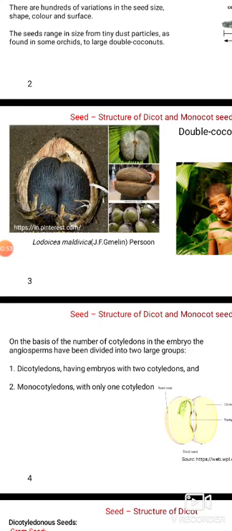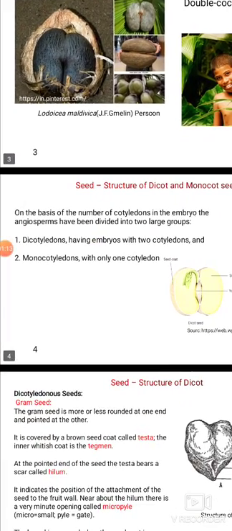On the basis of number of cotyledons in the embryo, the angiosperms have been divided into two large groups, namely dicotyledonous having embryo with two cotyledons and monocotyledons with only one cotyledon. Coming to dicotyledonous seed.